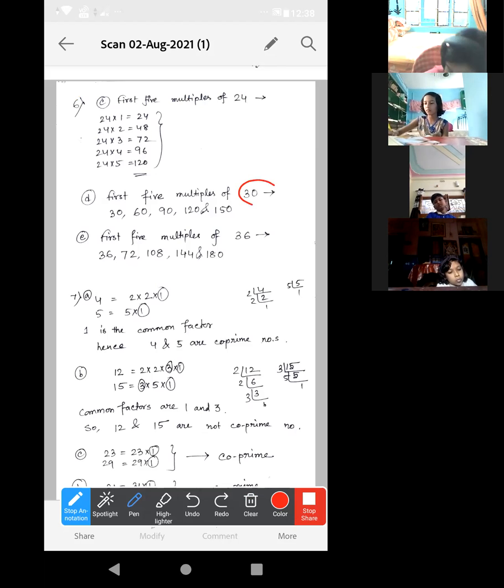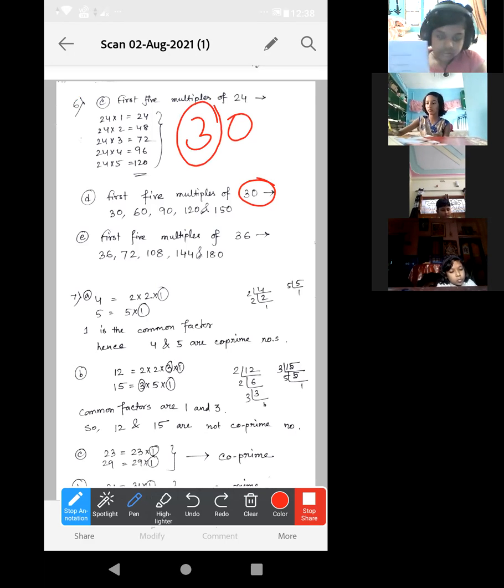Acha, multiple of 30. As it is 30, it will be very easy. No need to even multiply. Just read the table of 3 and put a 0 after every number.